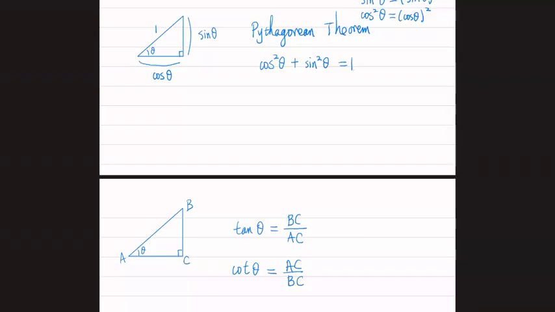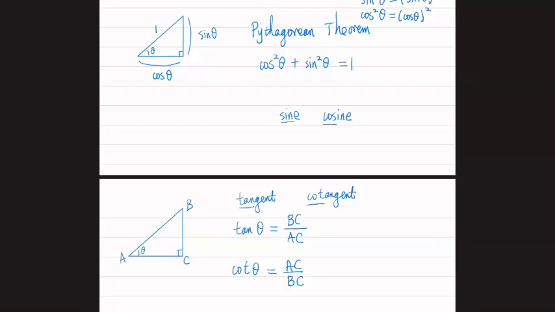So two new functions. This is tangent, TAN for short, and the cotangent, COT for short. Similarly, the sine and the cosine.